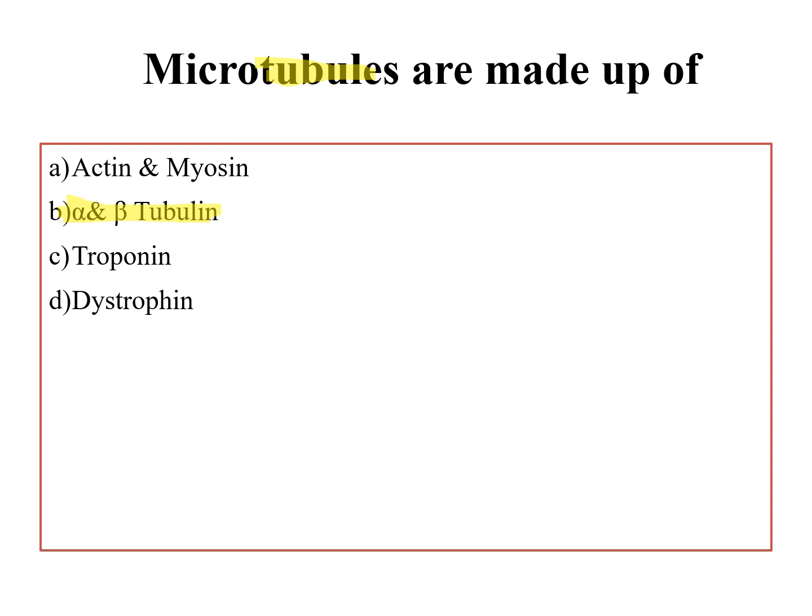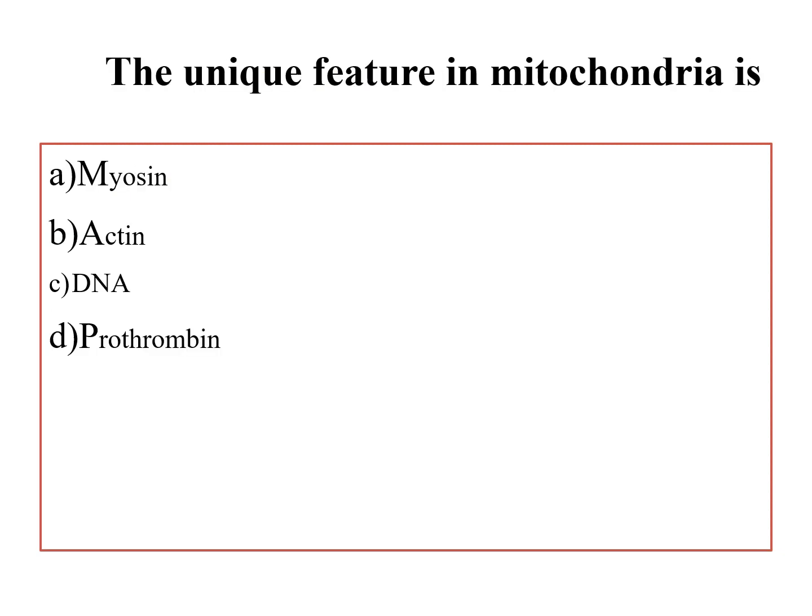Microfilaments are made up of actin and myosin, which are the smallest diameter fibers, and then we have intermediate filament fibers which are made up of different kinds of proteins. Here we have the options actin and myosin. They are the structures forming the microfilaments. So microtubules are made up of alpha and beta tubulins. They are also associated with kinesin and dynein, which are involved in axoplasmic transport.